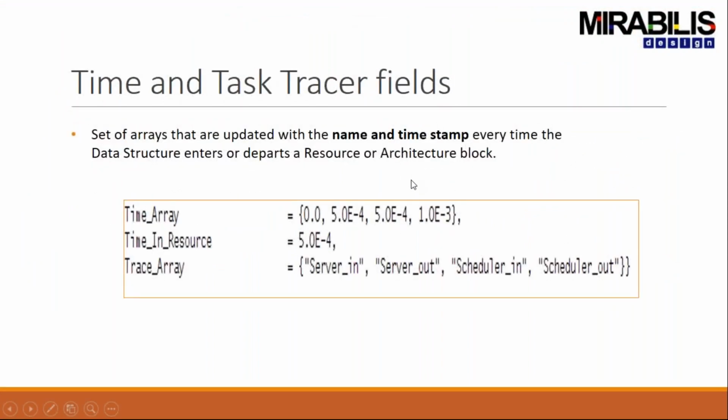The next feature is time and task tracer fields. These are the fields in the data structure which get updated whenever it passes through any resource or architecture blocks, with the in and out time of the block and the name of the block. So this helps us to check the sequence, whether the time limit was exceeded at any block, and to compare the delay through each block over time and multiple requests.